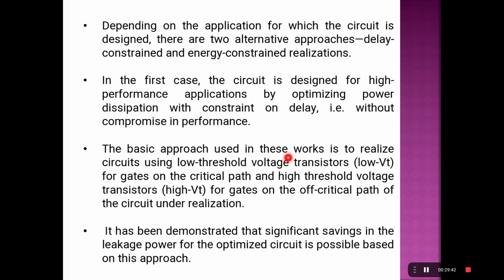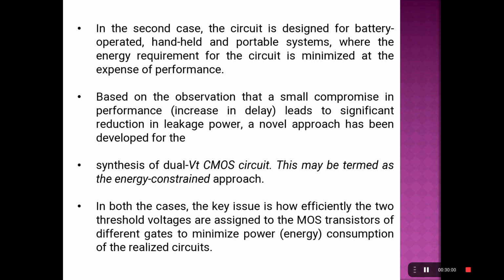The basic idea in this case is to realize the circuits with low VT transistors in the critical path and high VT transistors in the non-critical path, therefore you can achieve the highest performance, because low VT increases the performance. And the second case is where the circuit is designed for battery operated handheld devices, where the energy requirement for the circuit is minimum at the expense of speed. That means speed is not a criterion.